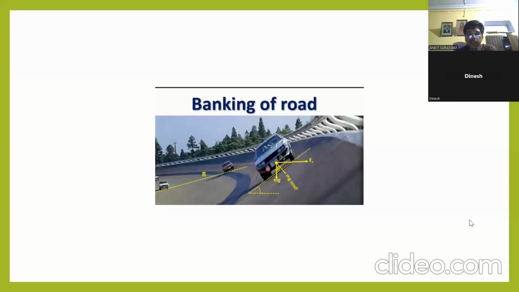This is banking. Clear? The road is banked sideways. I will tell you what this is. If you look carefully, the normal will be like this. This is theta. One component will be N cos theta, and one component will be N sin theta.